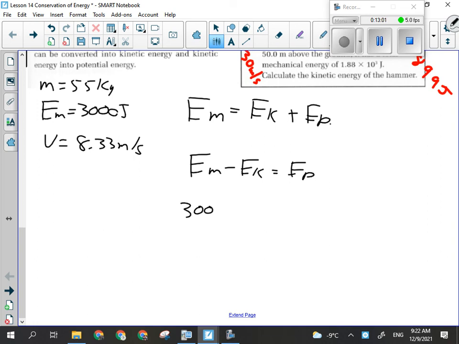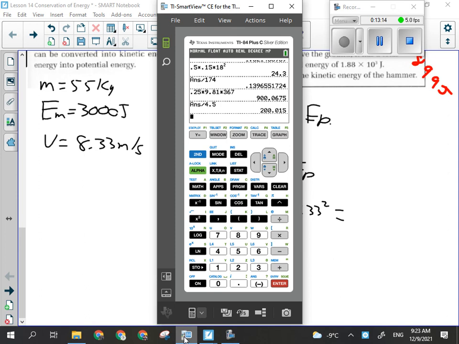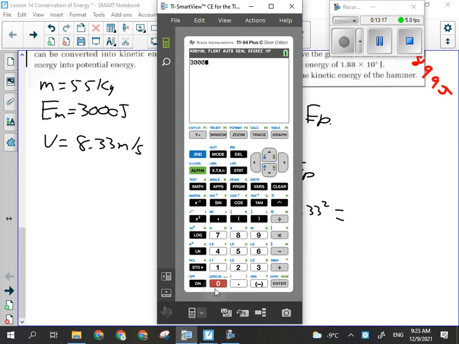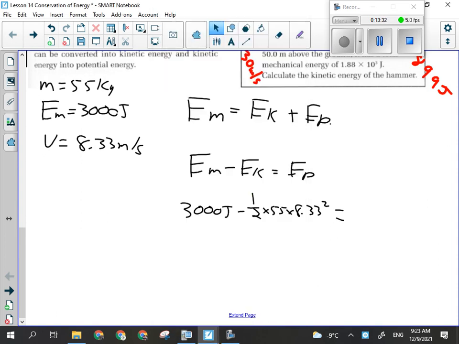This is 3,000 joules. Okay, this is going to be 1/2 times 55 times 8.33 squared. Right? If I do that calculation, that should tell me the potential energy of the athlete. Right, so 3,000 minus the kinetic energy, 0.5 times 55 times 8.33 squared. All right, so they still have 1,091.8 joules of potential energy.